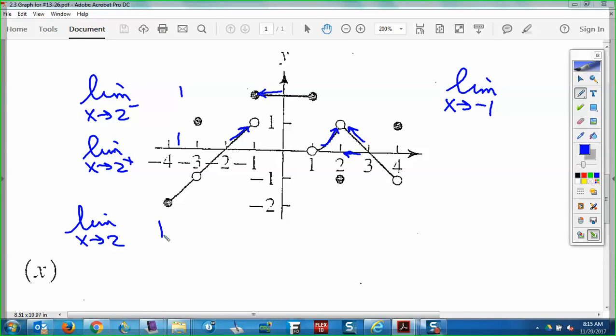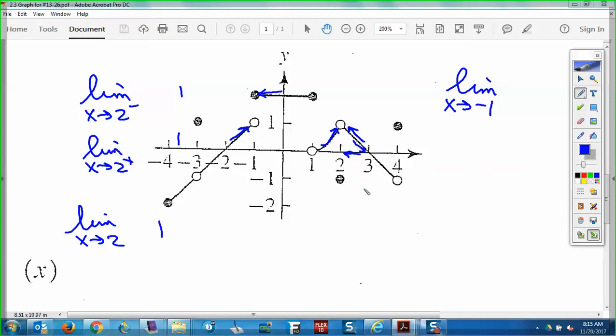What else, sir? Anything else on 13 through 26? About the ones that say f prime at the end there? Then what are you looking at? What are the slopes approaching? So the limit of f prime as x approaches 3. You're not talking about these y values now, you're talking about these slopes.